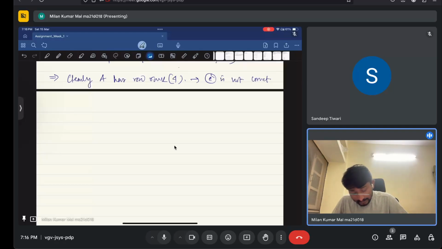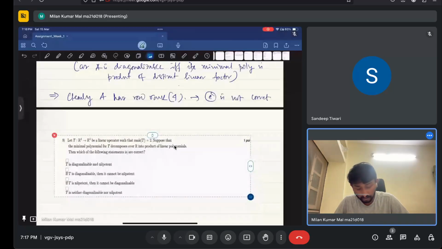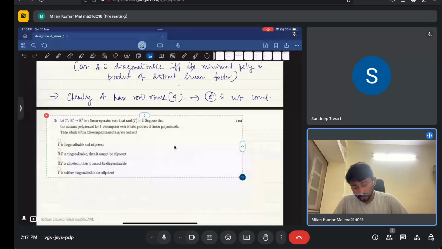Okay, so what it says: let T be an operator from R4 to R4 such that rank of T is 2. Suppose that the minimal polynomial of T decomposes over R into a product of linear polynomials. Product of linear polynomials does not say whether it is distinct or not. Which of the following statements is or are correct? T is diagonalizable and nilpotent. If T is diagonalizable, it can't be nilpotent. That is clear. Okay, let's do this problem.